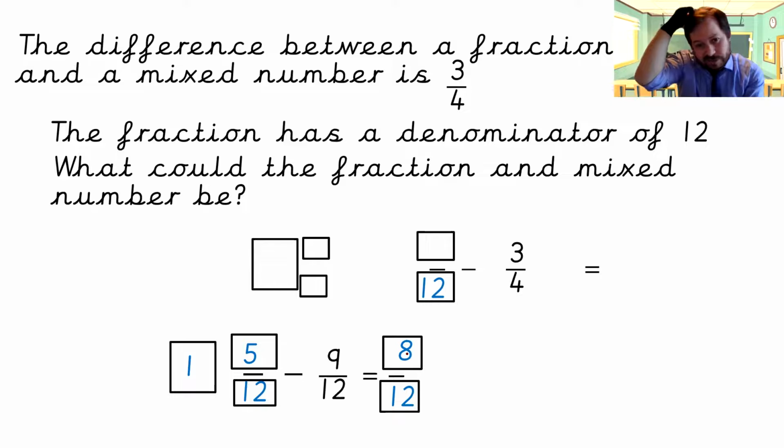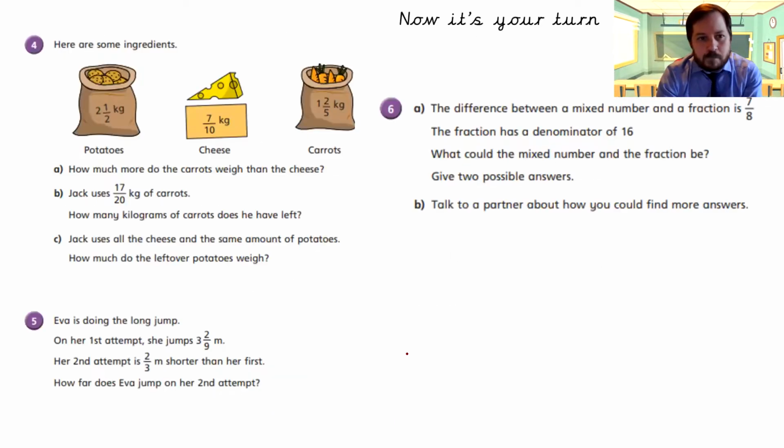There's lots and lots of answers. So it could be lots of different answers. You wouldn't just be one. If I could have 2 and 6, and that would give me a different answer, but it would still be perfectly valid. So here's some questions for you. Have a go. See what you can do. Pause now.